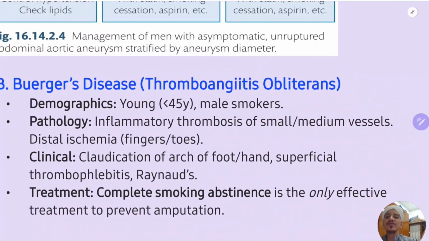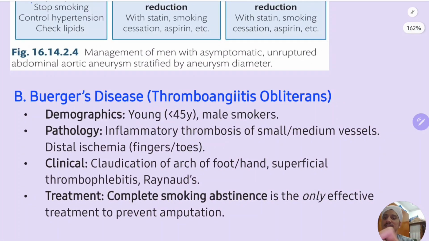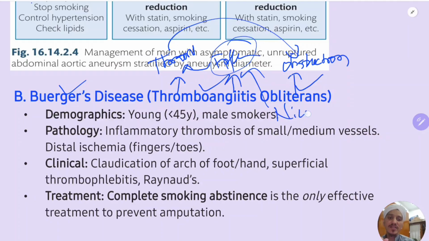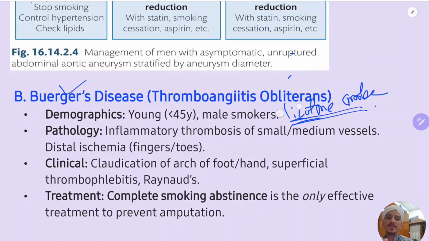Similarly, in young patients, you see one thing, that is Buerger's disease, thromboangiitis obliterans. As the name suggests, there is a formation of thrombus. Angiitis is inflammation of the blood vessels. Obliterans is obstruction. Due to inflammation, there is thrombus formation. Because of thrombus formation, there is obstruction. Why inflammation? Inflammation is caused by the nicotine which is present in the smoke. Okay, so that is thromboangiitis obliterans.